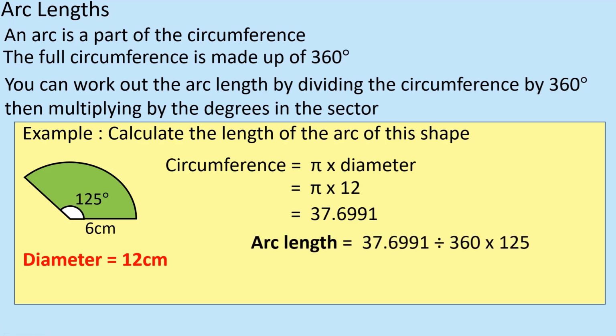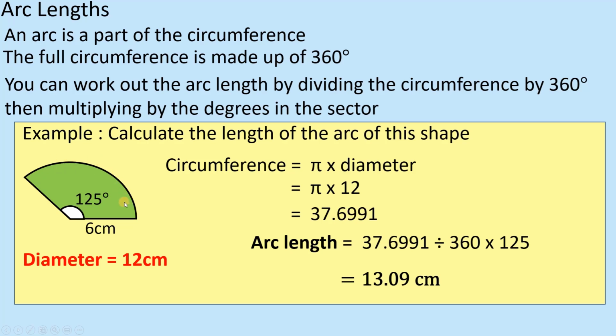So the arc length is you're going to take your 37.7, divide it by 360. That's going to give you 1 degree's worth of the circumference, and then times it by the angle that you currently actually have, 125. So what you're actually doing is working out the fraction of the circumference, a portion of the circumference. So you divide it by 360 and then times it by the angle you've currently got, and that's going to give you this distance over here, which is 13.